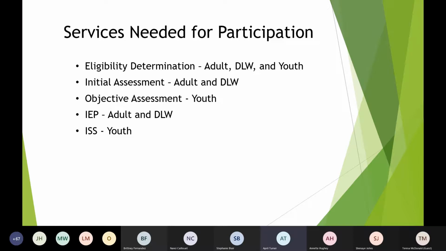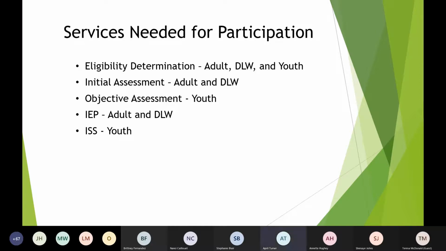Okay, these services you have to have in AJL for participation, because if you don't, they won't have a participation date. Eligibility determination is for adult, dislocated worker, and youth. Initial assessment is for adults and dislocated workers. And this is where you start your IEPs by getting some of the information that is needed. And same thing for eligibility determination, because you've got the application and all the documents needed for that.